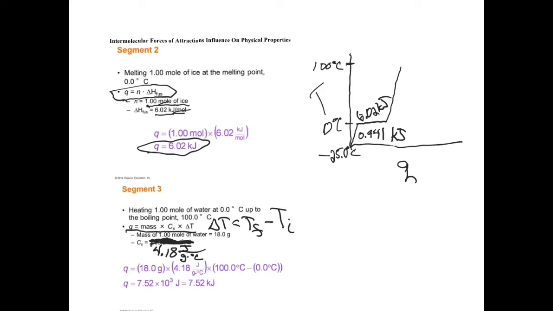So you know that 1 mole, just like we said before, of water is 18 grams, and you plug it in. Here's our final temperature. Here's our initial temperature. And when we do all the math, we have 7,520 joules, or 7.52 times 10 to the third joules, or 7.52 kilojoules. So this heating is 7.52 kilojoules. All right, then we got to do the next segment.